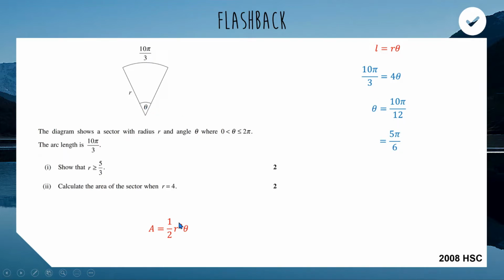So now we can apply our area formula and do half times 4 squared times 5 pi on 6. This works out to give us an area of about 20 pi over 3. That'd be square units because it's an area. So there you go. Well done if you got some of those marks. But like I said, a pretty challenging question.